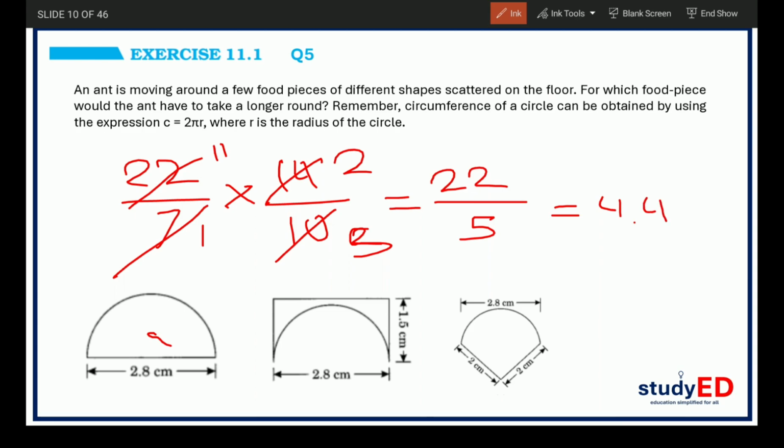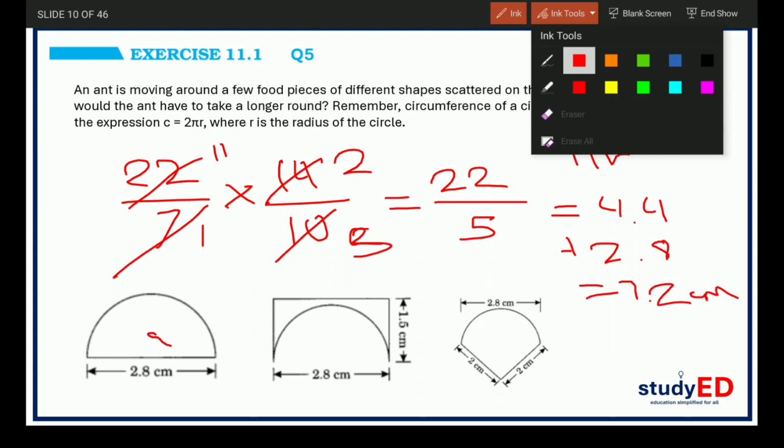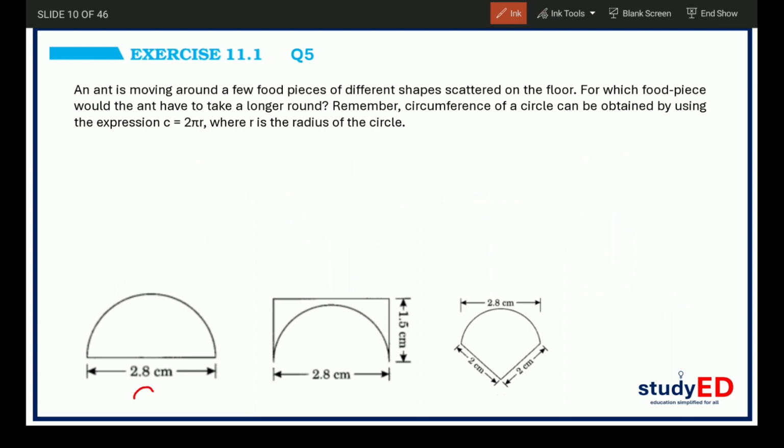Now we've calculated pi r. Another thing we have to calculate is d, and here that's just 2.8. So straightforward, 4.4 plus 2.8 is equal to 7.2 centimeters. That's going to be the circumference of figure A. So now let's mark that here, 7.2 circumference. We'll calculate the circumference for the next one as well.